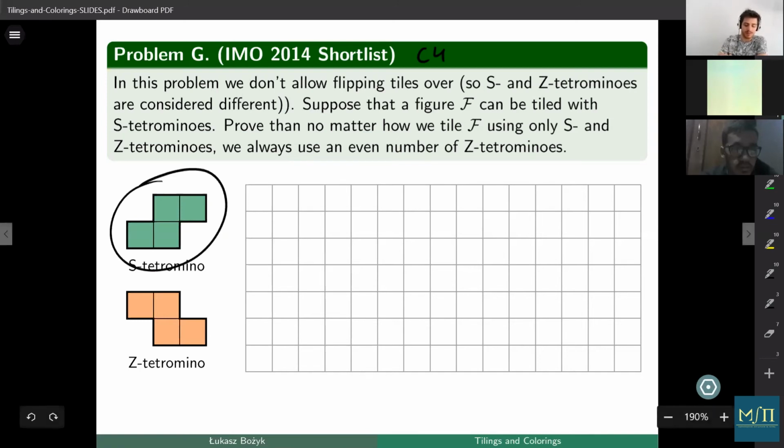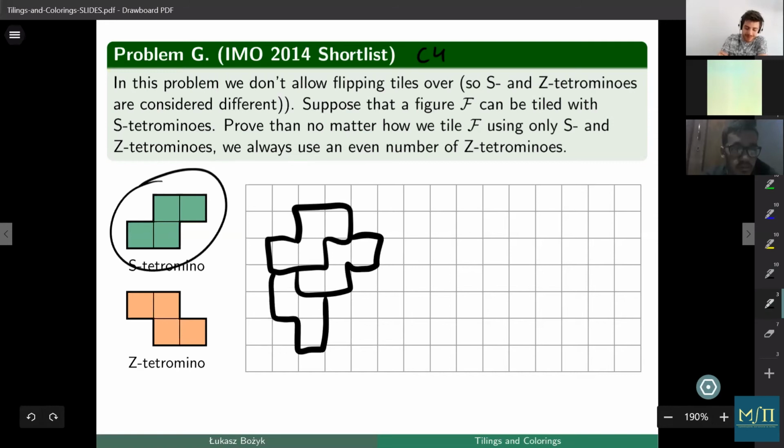Okay, so that we can tile something only with S tetrominoes. Let me try to show an example. This is maybe a small example, but a valid one. Right. Only with S tetrominoes.